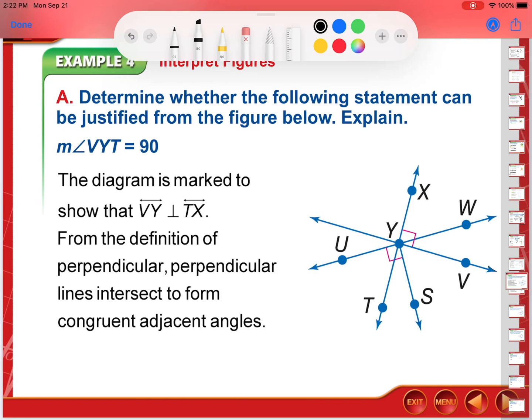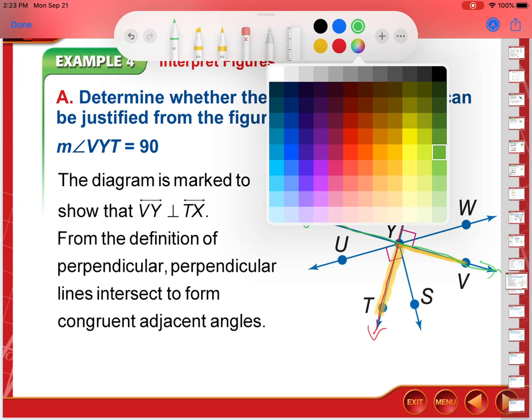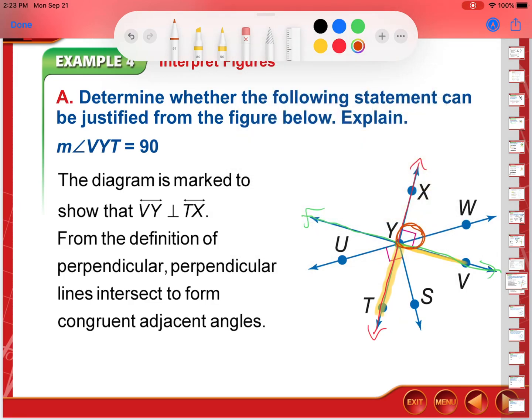So determine whether the following statement can be justified from the figure below. Explain that the measure of angle VYT is 90 degrees. So what I would say is, since line XT in red and line VY in green are perpendicular, based on this little box here, then I know angle XYV is 90, angle VYT is 90, angle TY question mark is 90. So I can say all of these are 90 because they're perpendicular.